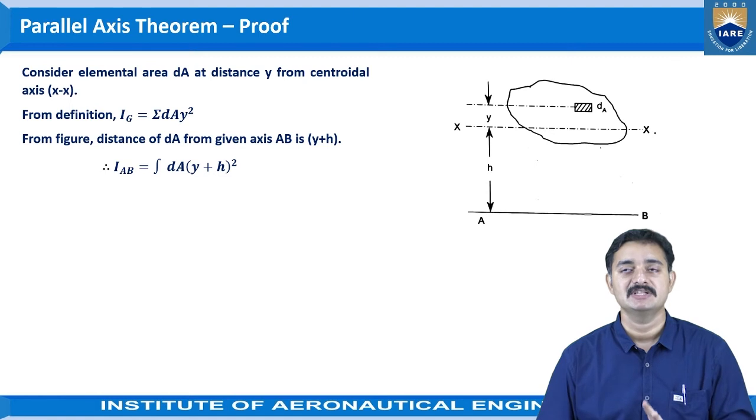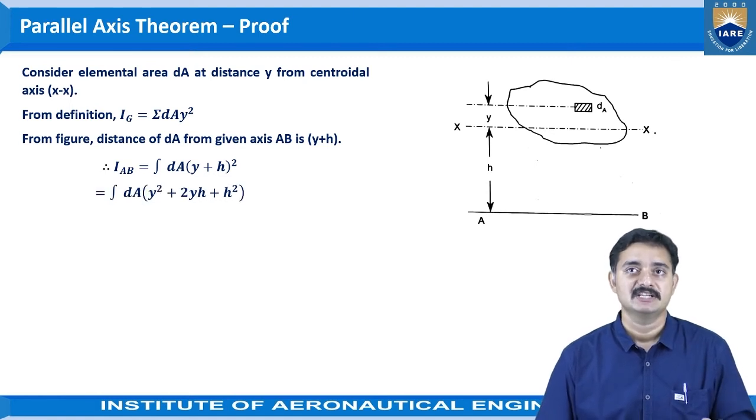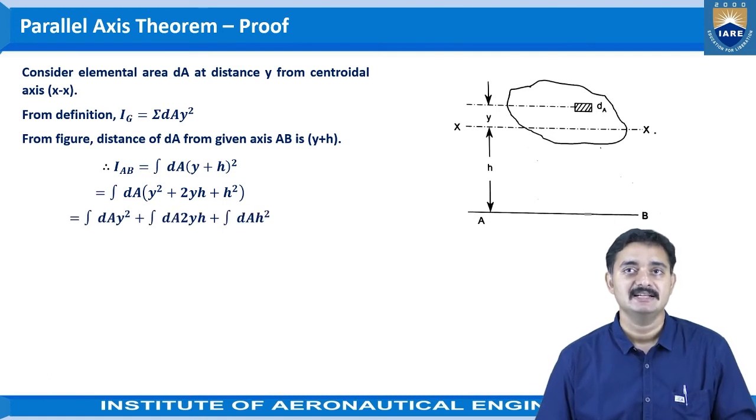That is area into distance square again. So it can be simplified to integral dA (y square plus 2yh plus h square). From this we can write integral dA y square plus integral dA 2yh plus integral dA h square. That is equal to Ig plus 2h integral dA y plus A h square.